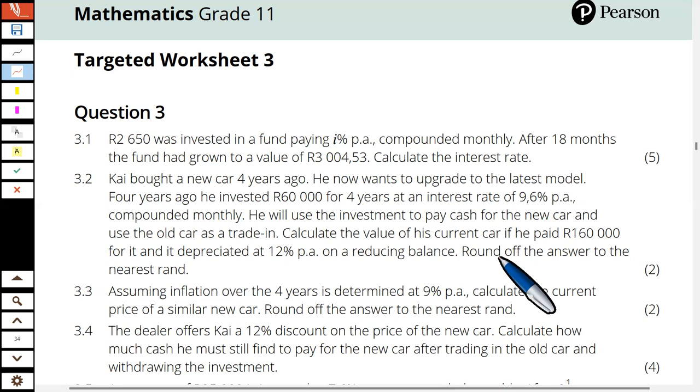Calculate the interest rate. So we are saying 2,650 was invested in a fund paying 5% per annum, compounded monthly. After 18 months, the fund had grown to a value of that much. And then you need the interest rate. But it's compounded what? Monthly. So obviously the N is 18 up there. Okay. Please let me know when you're done.